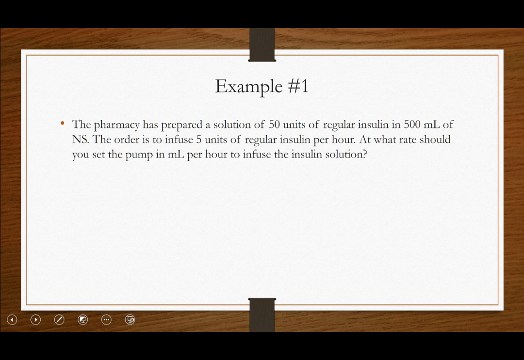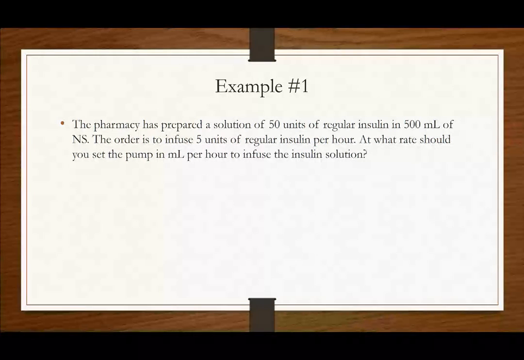Example number one. The pharmacy has prepared a solution of 50 units of regular insulin and 500 milliliters of normal saline. The order is to infuse 5 units of regular insulin per hour. At what rate should you set the pump in milliliters per hour to infuse the solution? So we're interested in the milliliters per hour rate.